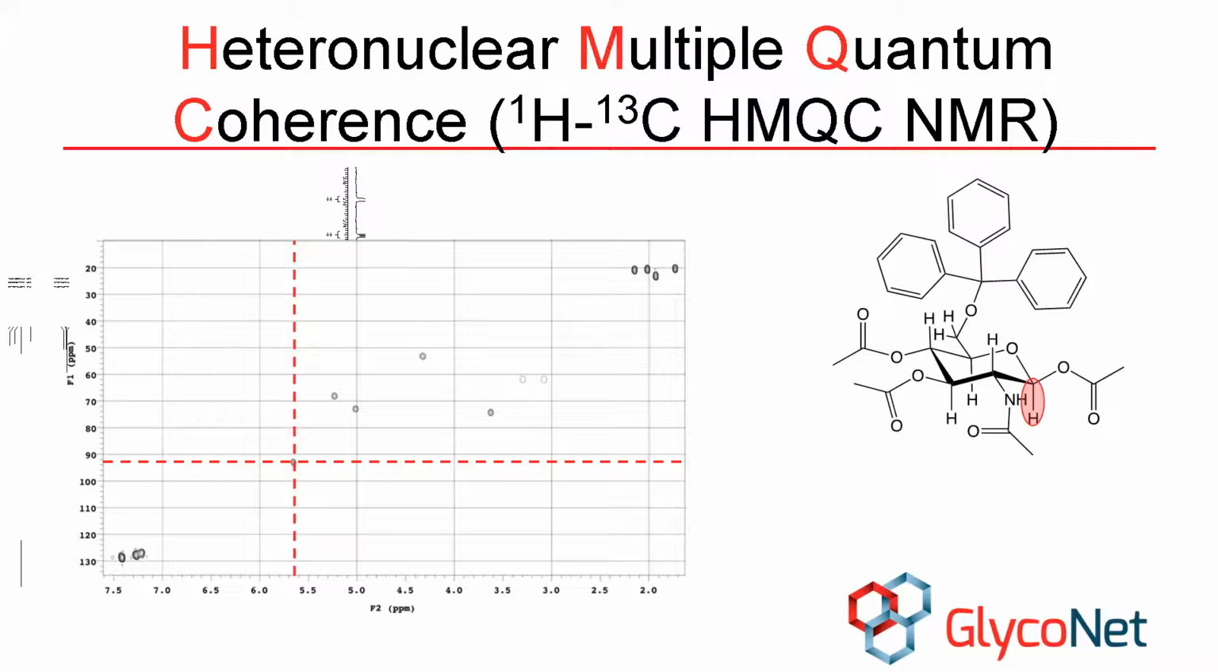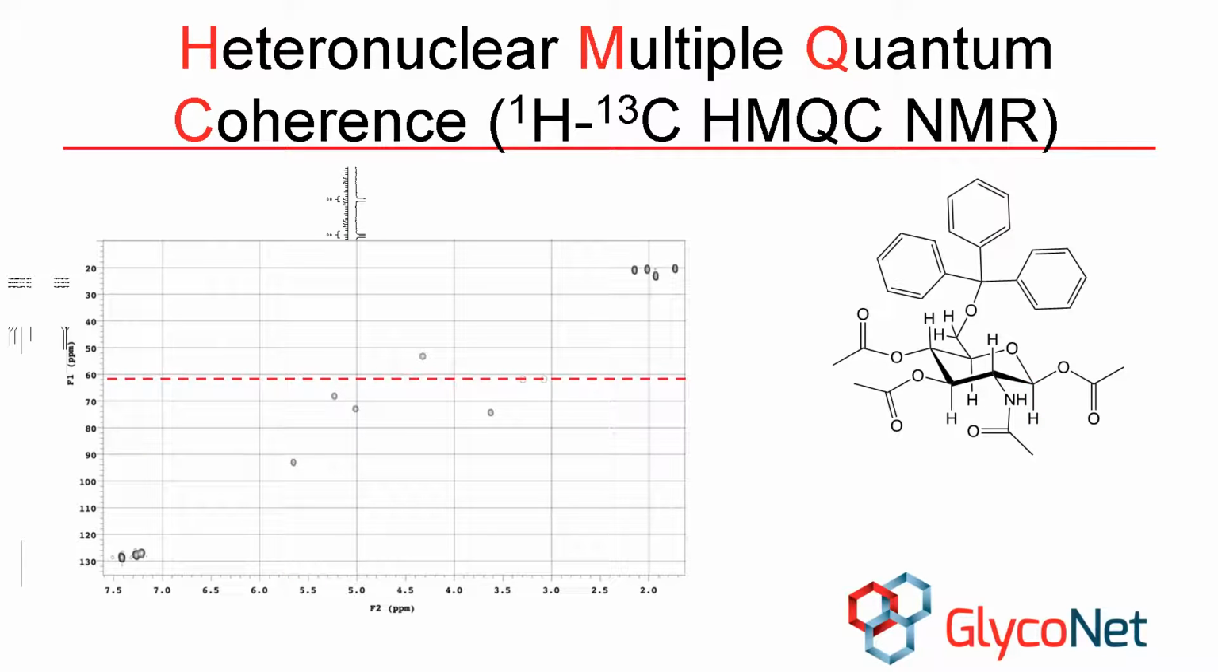Note that there are other interesting features that you can see within the HMQC. If you look along the horizontal of the carbon peak at 60 parts per million, you see that there appears to be 2 cross peaks. This indicates that there are 2 hydrogens that are attached to the same carbon, most likely the CH2 at position 6 in most sugar molecules.